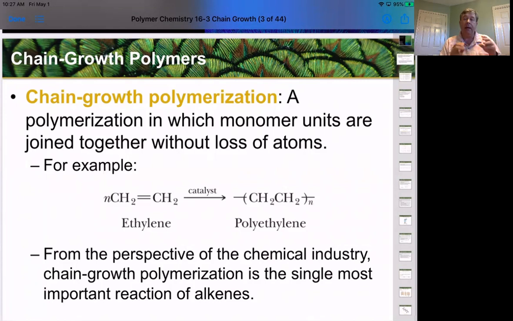So if we had ethylene, which is 2 carbons and 4 hydrogens, our repeat unit is 2 carbons and 4 hydrogens, forming a carbon-carbon bond. Notice most of the step growth polymerizations form something other than a carbon-carbon bond. Most of our chain growth polymers form carbon-carbon bonds. So this is a very big distinction between step and chain growth polymerization.